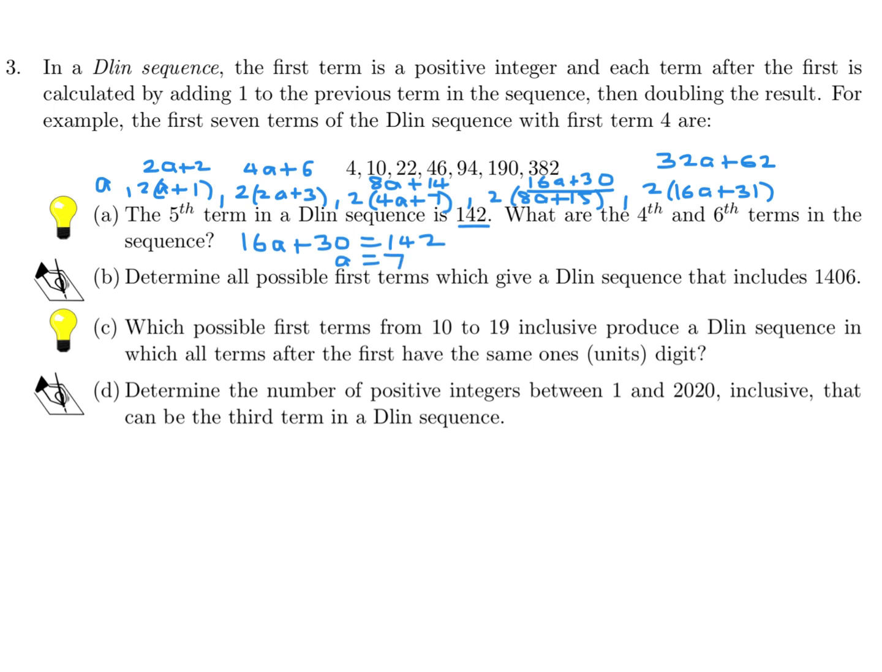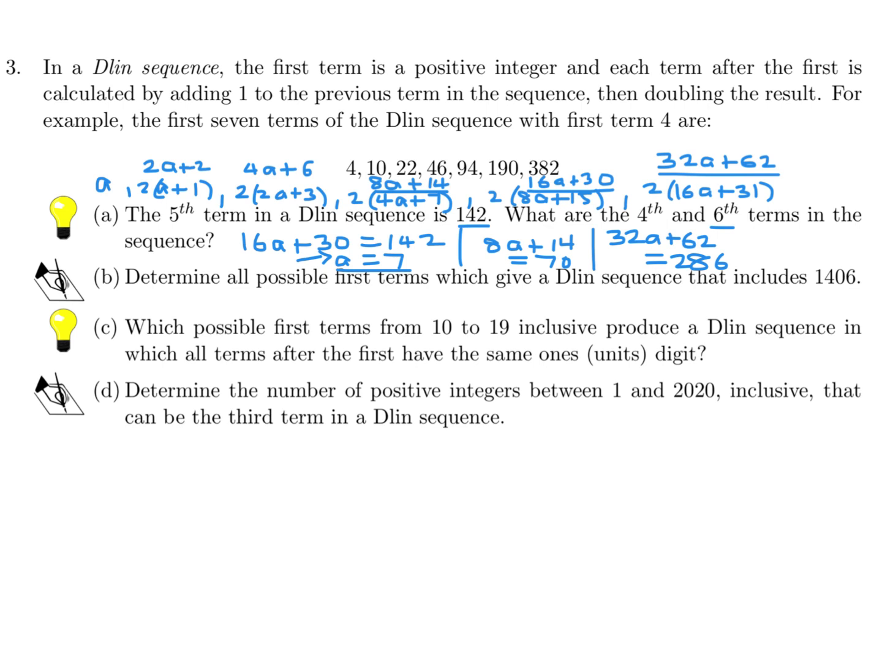Okay, great. So they want the fourth and sixth term. The fourth term is this guy, which is 8a plus 14, and when you substitute a equals 7, this becomes 70. And then the sixth term, which is what they want, is this guy, 32a plus 62. If you insert a equals 7 there, that becomes 286. And I believe that is all they wanted.